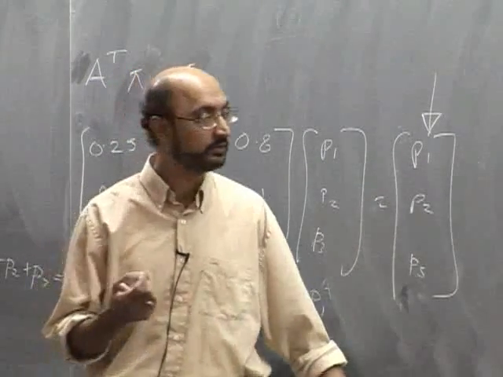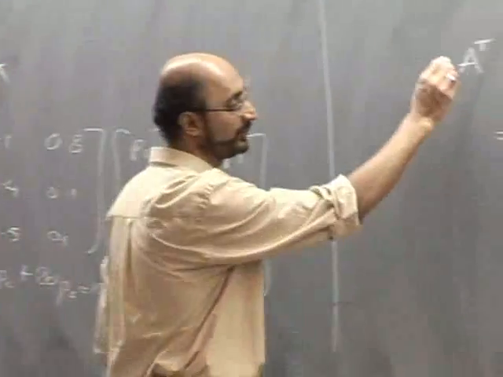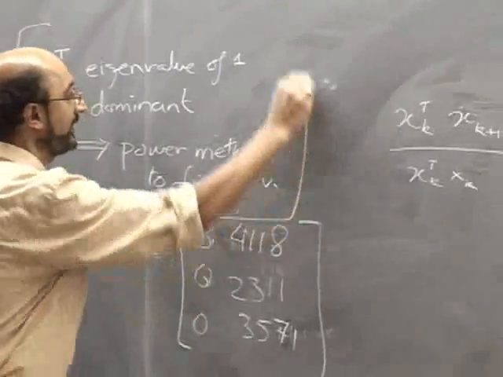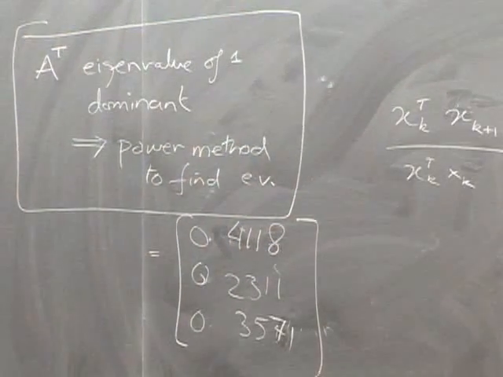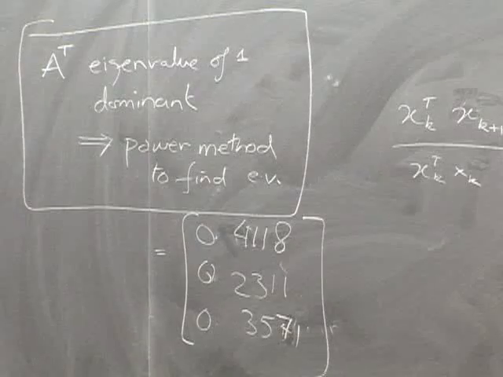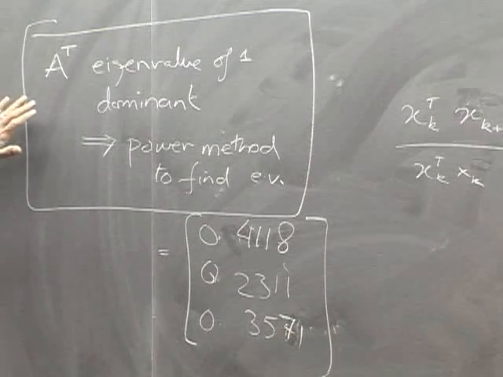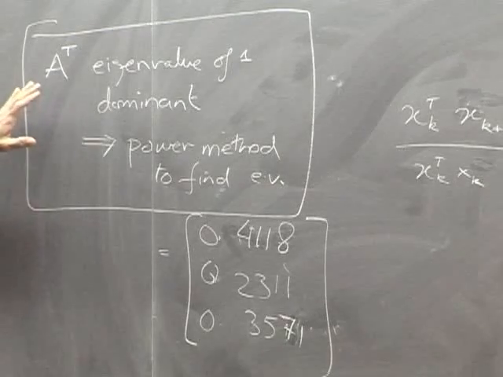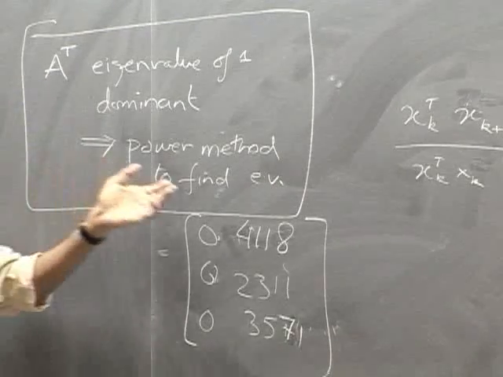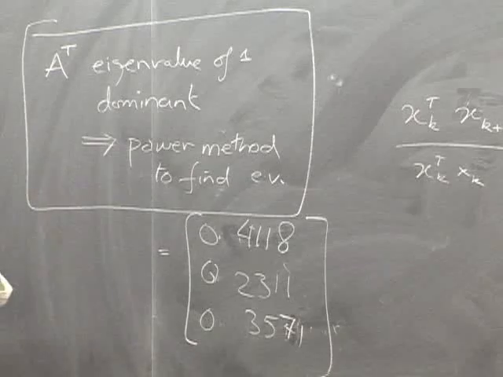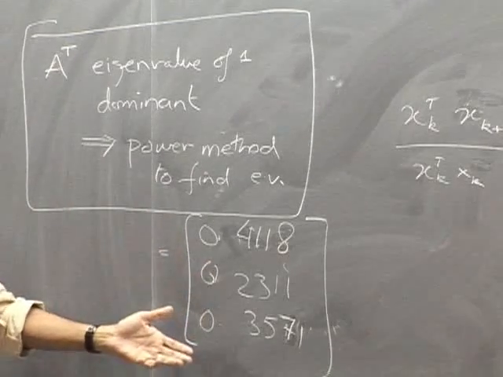Okay. So the important part is this one over here, and that's the point of departure for the Google PageRank, and that's one reason why I made you do this homework, which is that if we know that A^T has a dominant eigenvalue, then we can just use the power method, right? And the eigenvector just pops out.